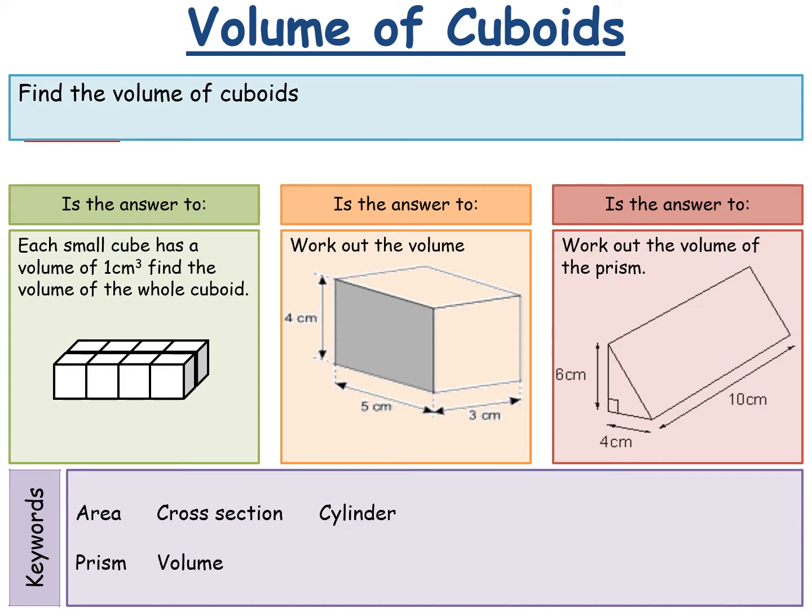Now we've got an idea here on our orange cuboid that says 4, 5 and 3. Think about what you might have to do with those measurements. Notice the units. Eventually you will be able to work out the volume of this prism, which is a type of cuboid, but for now we're just looking at the orange one. The keywords are area, cross section, cylinder, prism and volume. Don't worry about cylinder or prism too much yet though.